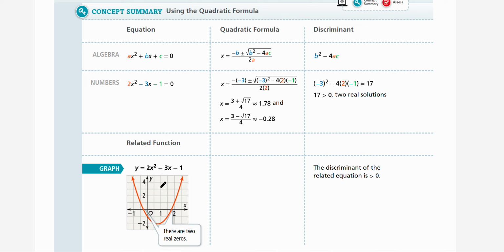Okay, so that was lesson 9-6, the quadratic formula and the discriminant. We'll continue with our last lesson of the topic in the next video.